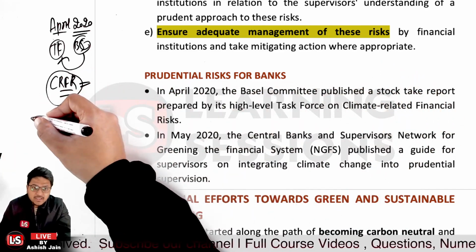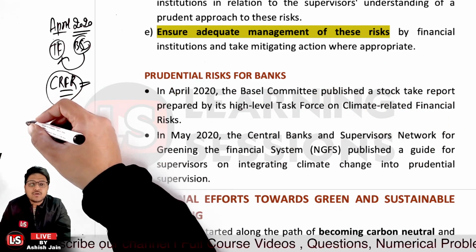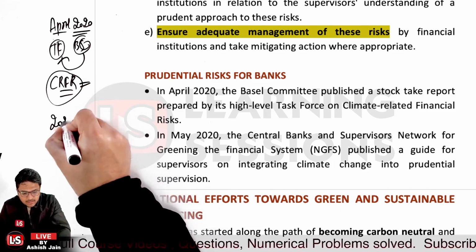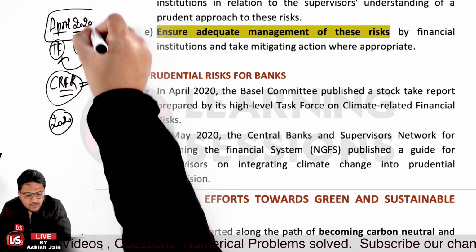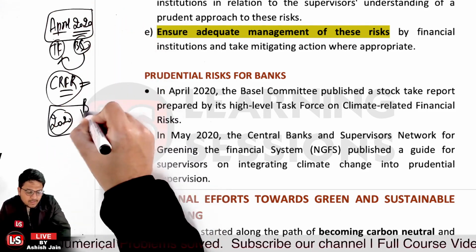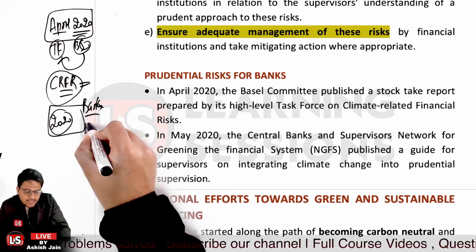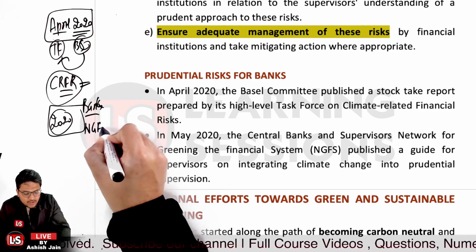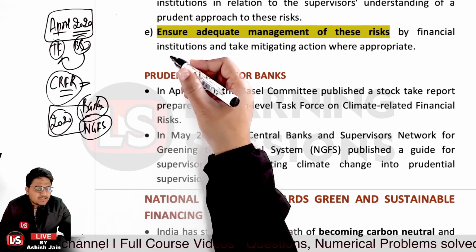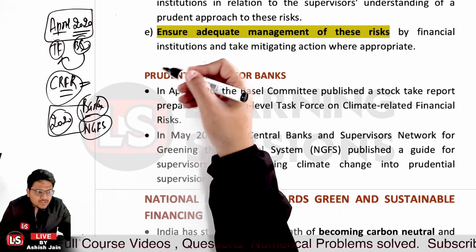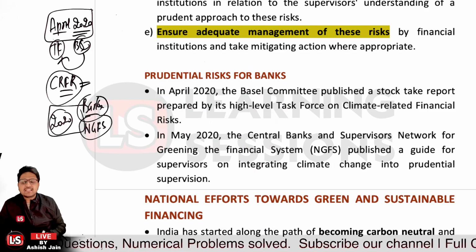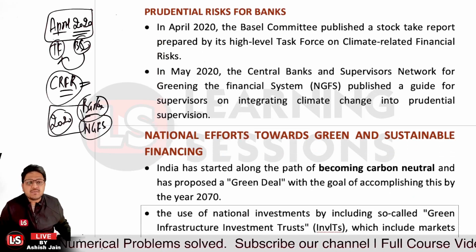And in May 2020, the Central Bank and Supervisor Network for Greening of the Financial System, that is NGFS, published a guide. So in 2020, first of all, a report was received from the task force of the Basel Committee, and then the NGFS, the Network for Greening of the Financial System, published a guide for the supervisors on integrating climate change into prudential supervision. Okay. Now, let's have a look at the national efforts towards green and sustainable financing.